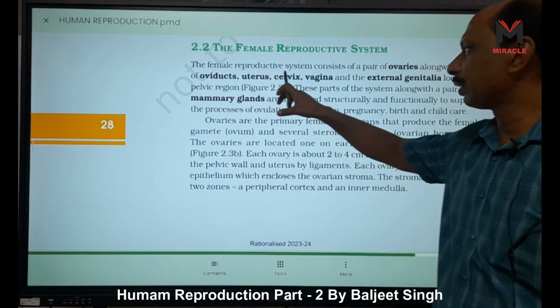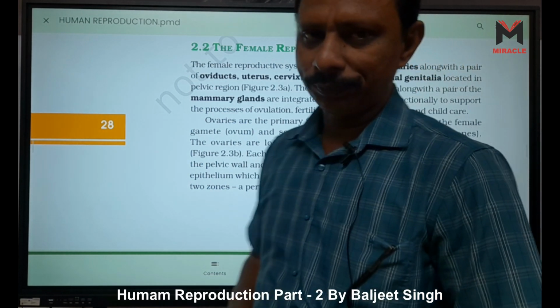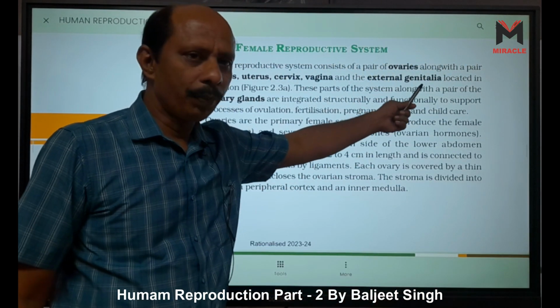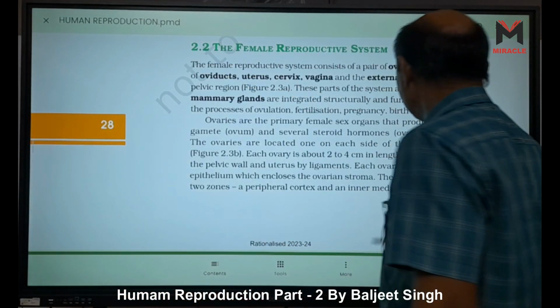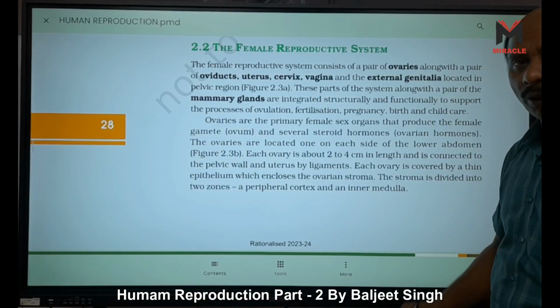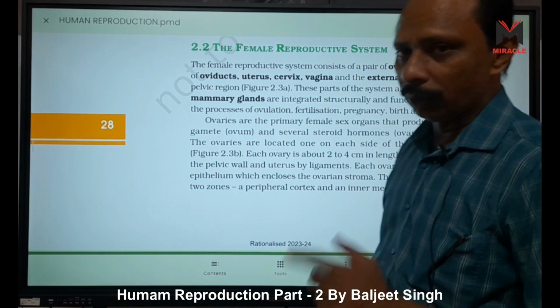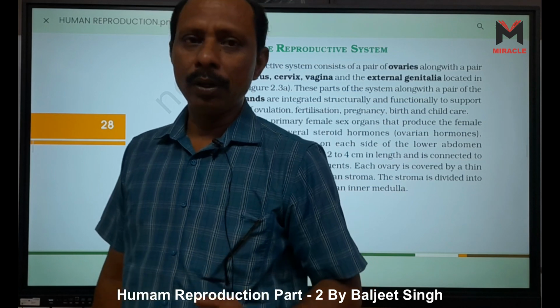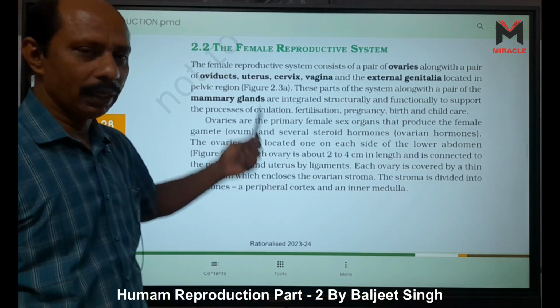The female reproductive system consists of a pair of ovaries. Look here, a pair of ovaries. These ovaries are primary reproductive organs. Why are they primary reproductive organs? Already I told you, because they produce gametes, along with a pair of oviducts.